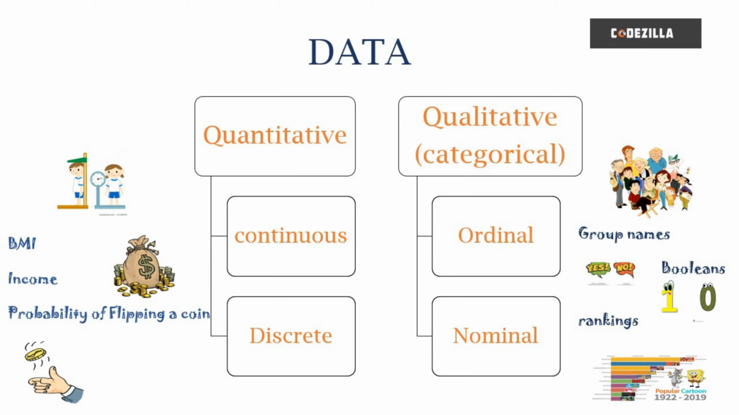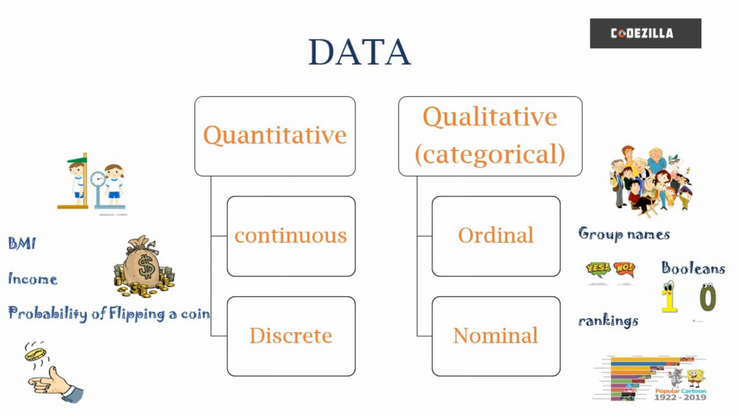Data is majorly classified into two types, quantitative data and qualitative data. Quantitative data is nothing but variables that have a numerical value that we perform mathematical operations on, like BMI, income, and the probability of getting a head by flipping a coin. Quantitative data is classified into continuous and discrete. Continuous data is floating data or intervals of any values, and discrete data is nothing but countable values or a finite number.